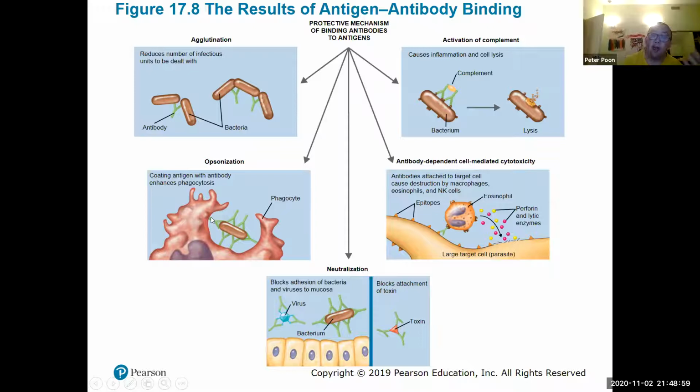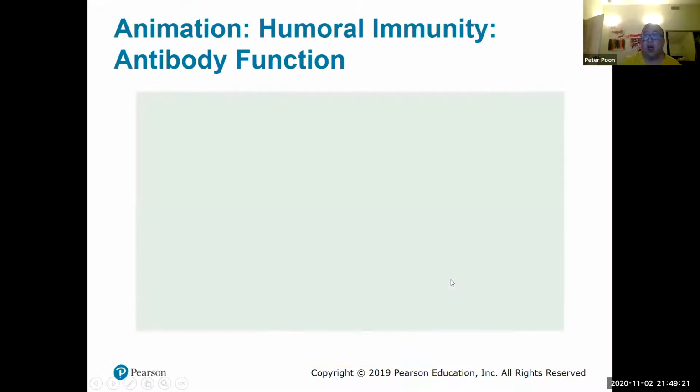Just having antibodies around attracts neutrophils and macrophages. And then antibody-dependent cell-mediated cytotoxicity is how we actually kill worms. And then last but not least, neutralization. I told you guys have these videos came through, so I'm going to skip that.